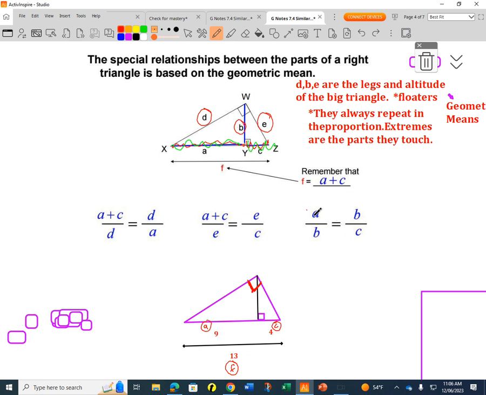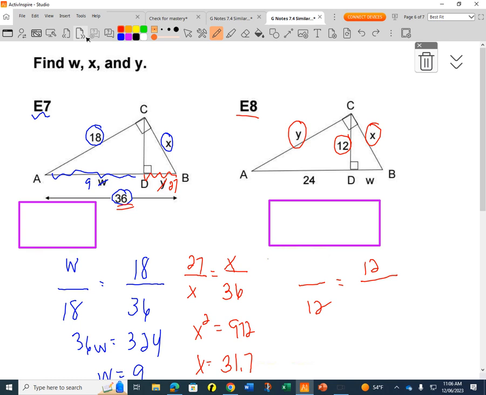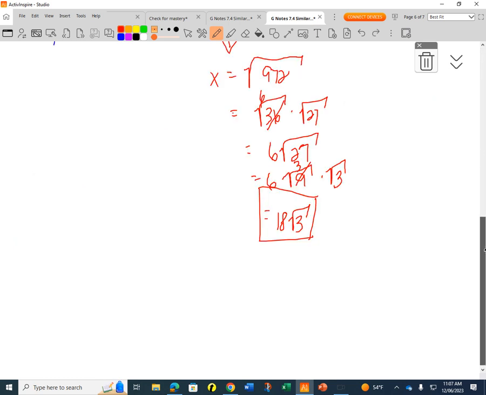I don't use the whole hypotenuse here. I use the two parts: this part of the hypotenuse and this part of the hypotenuse. So that's what I'm going to use. I'm going to use 24 and W. Remember, I could put W and 24. That doesn't matter. So cross products, cross multiply. 24W equals 144. I'm going to divide both sides by 24, and I think that's 6.